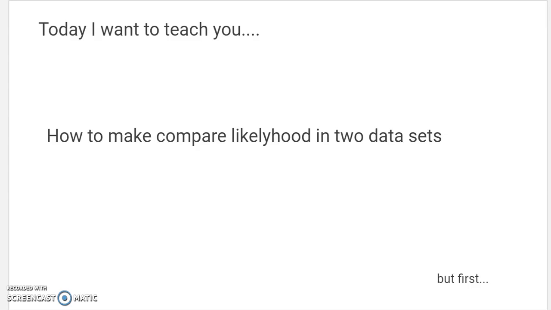Today I want to teach you how to compare likelihood in two data sets. So make that the title on the next free page in your math notebook. When you've done that, mark your page with a pencil, close it up, and give me all that brain power till it's time to write.